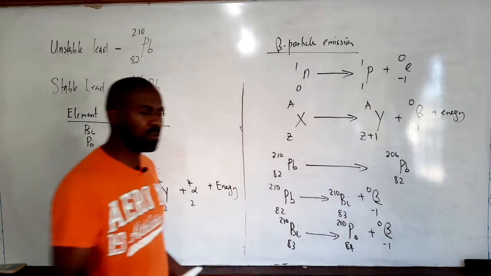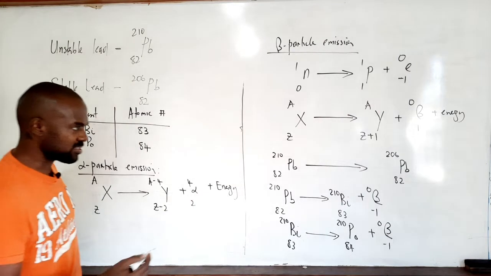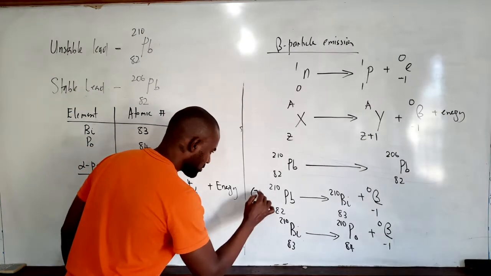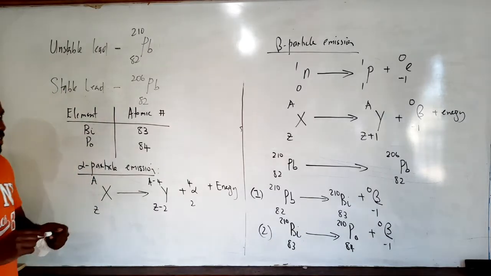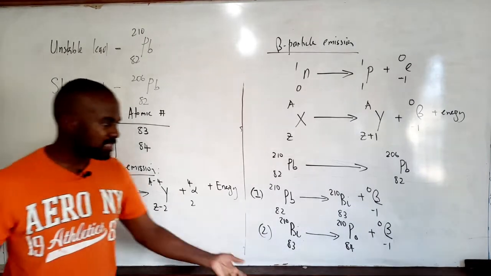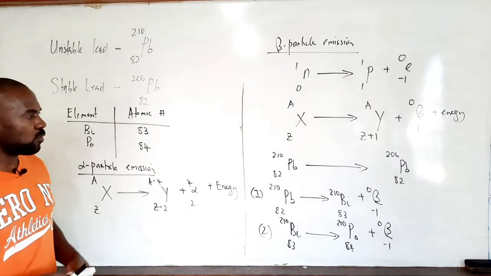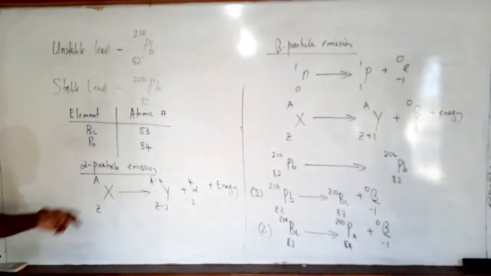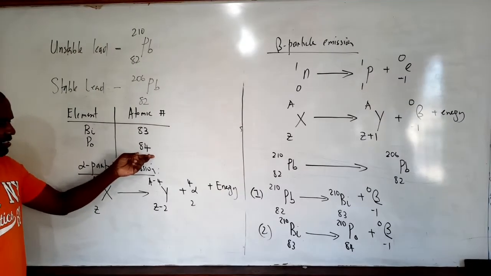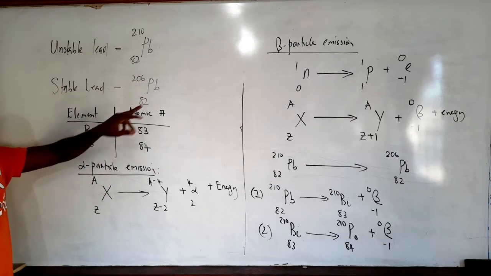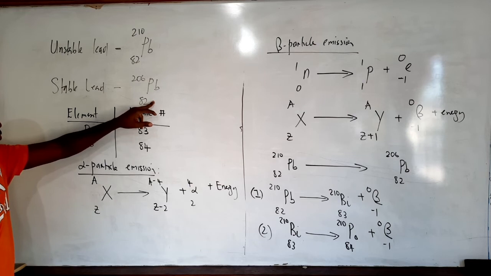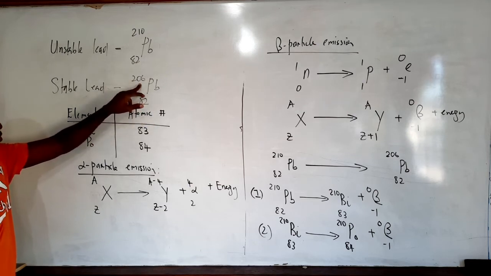Of course, energy is given off in the process as well. So this is step 1, this is step 2, right? The first two steps involve the emission of 2 beta particles. And now what do we see? Well, we've reached polonium with an atomic number of 84, but we need to get to stable lead with an atomic number of 82 and a mass number of 206.